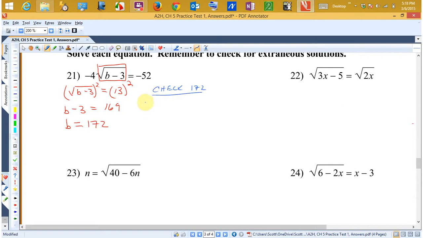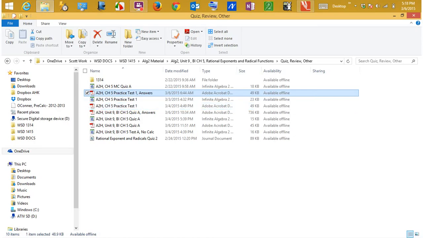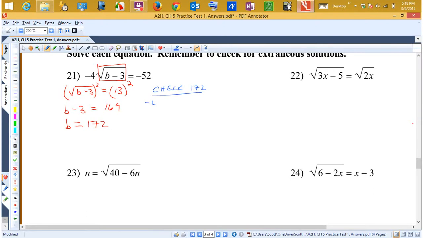So -4 times the square root of 172 minus 3, is that equal to -52? -4 times the square root of 169, is that equal to -52? -4 times 13, is that equal to -52? -52 is equal to -52. Yeah, that's a good answer, so we'll circle it.